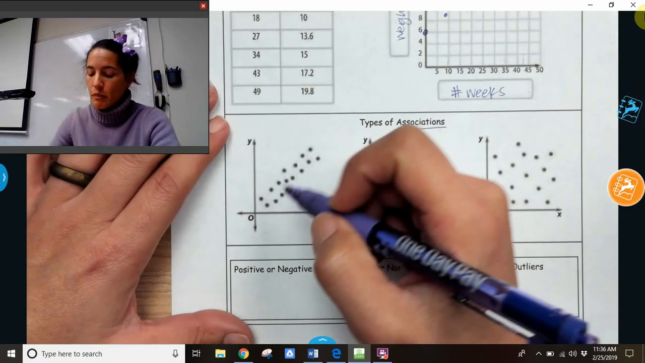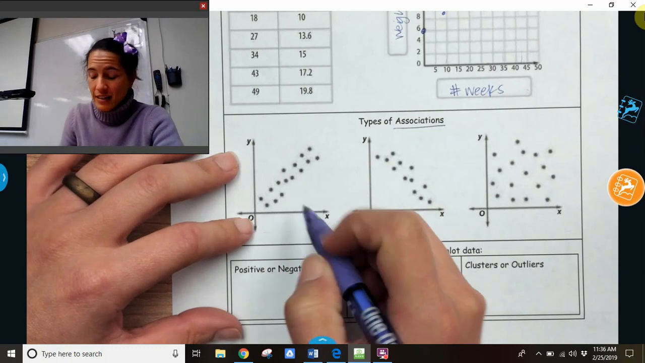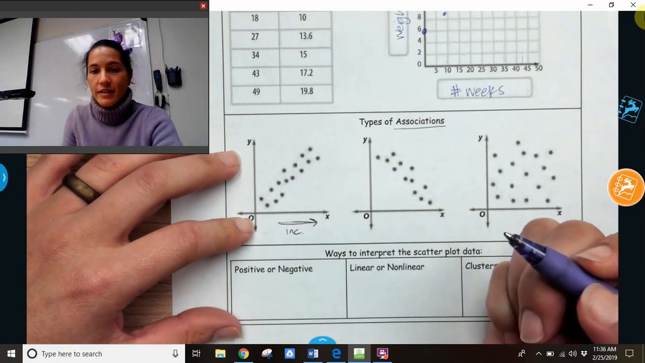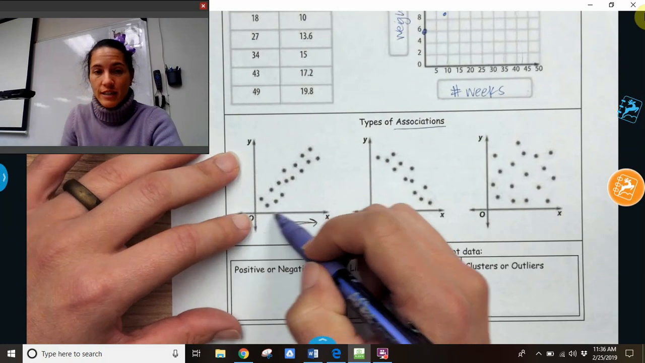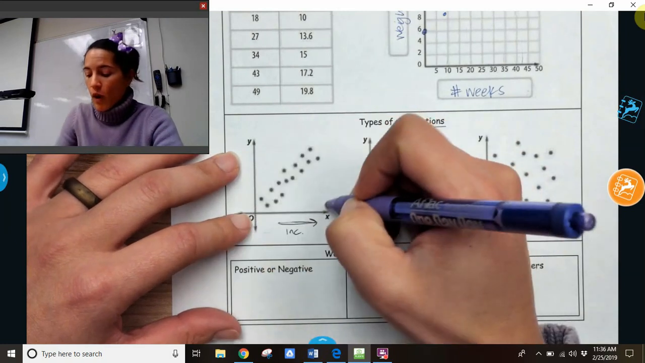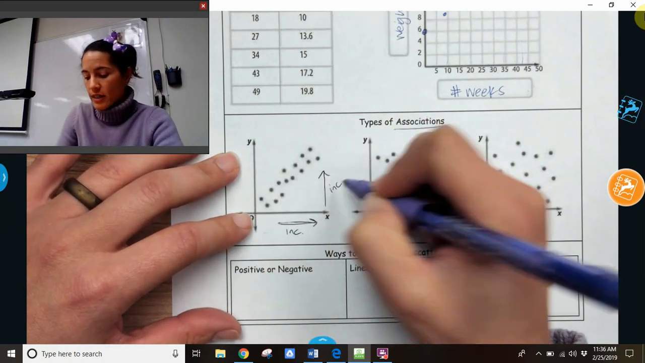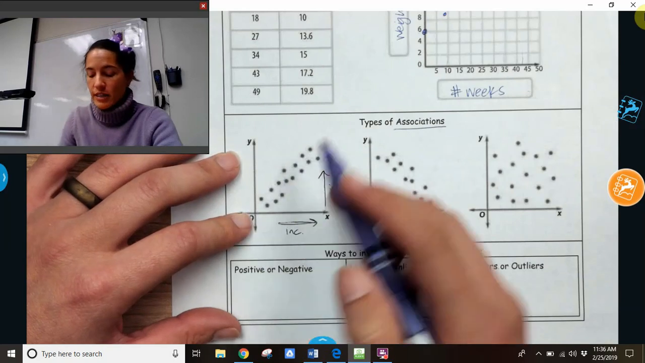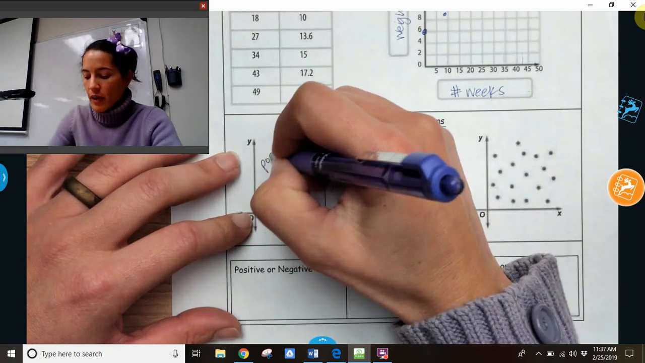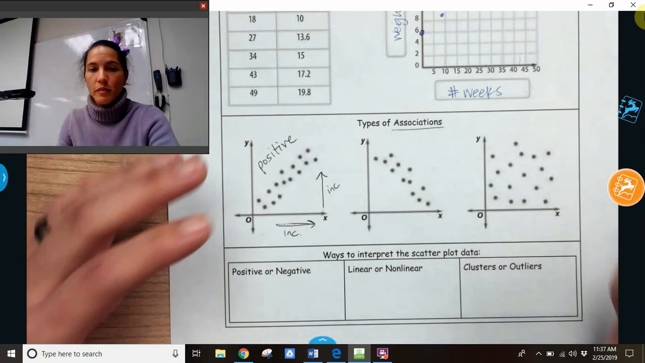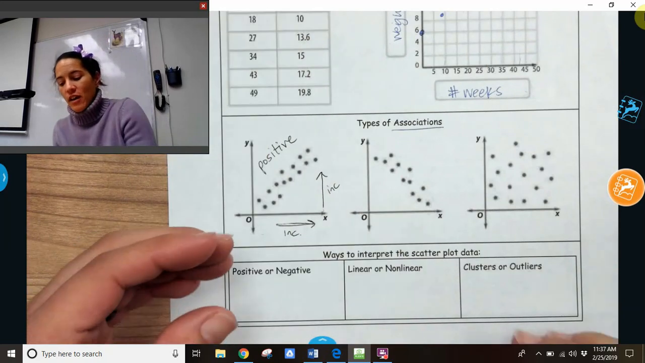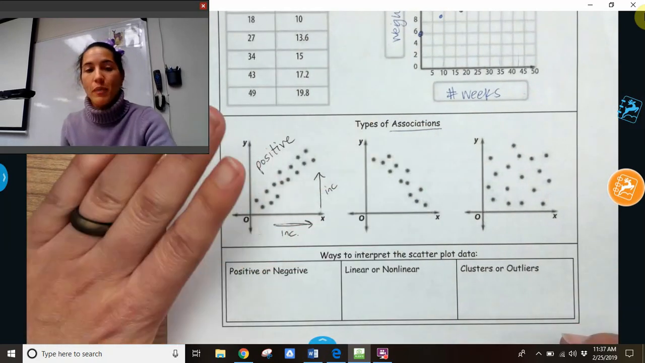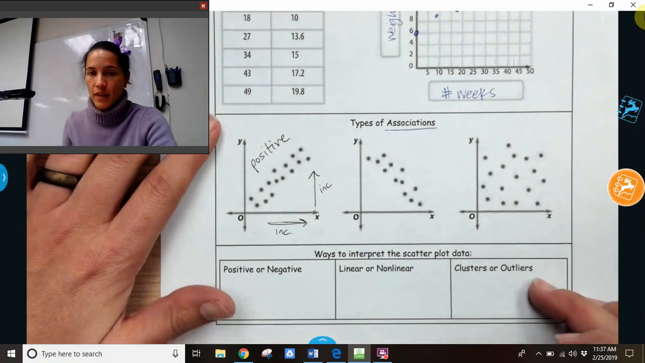But the x-axis, as the x increases, because again, we're starting at 0, we're increasing, the y is also increasing. Do you see? The x is increasing in number and the y is increasing. So this is called a positive association because the value in the data is moving in a positive direction as a slope. So that would be a positive association.